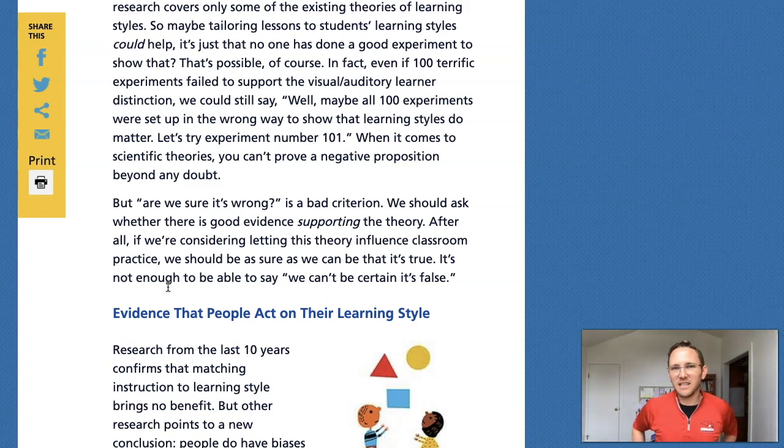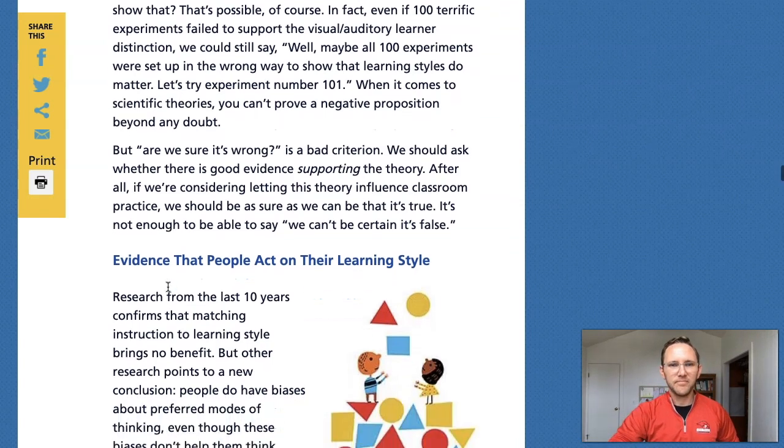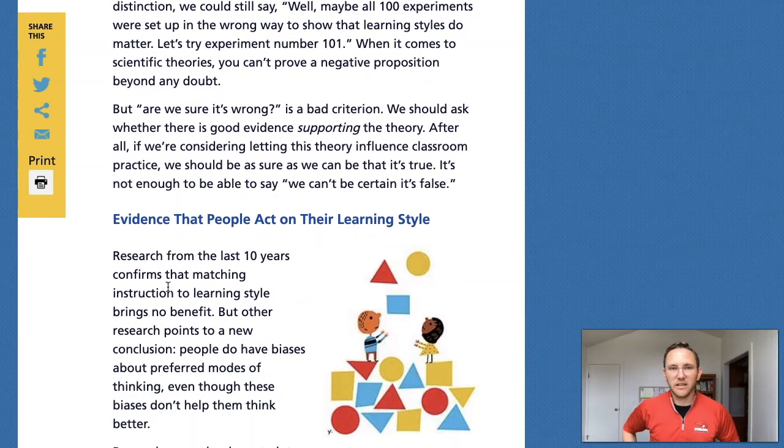So Willingham is saying that the way science works is you can't ever permanently prove a negative proposition, or you can't ever prove it beyond any doubt, because there's always another experiment that you could do. But, he goes on, are we sure it's wrong? Is a bad criterion. We should ask whether there is good evidence supporting the theory. After all, if we're considering letting this theory influence classroom practice, we should be as sure as we can be that it's true. It's not enough to be able to say we can't be certain it's false.